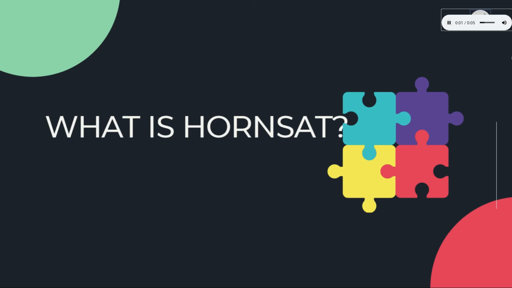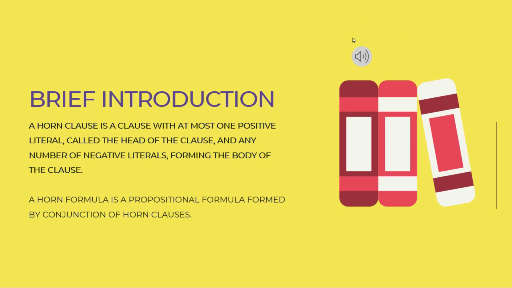So let us start with the first question. What is HornSAT? A Horn clause is a clause with at most one positive literal, called the head of the clause, and any number of negative literals forming the body of the clause. A Horn formula is a propositional formula formed by conjunction of Horn clauses.